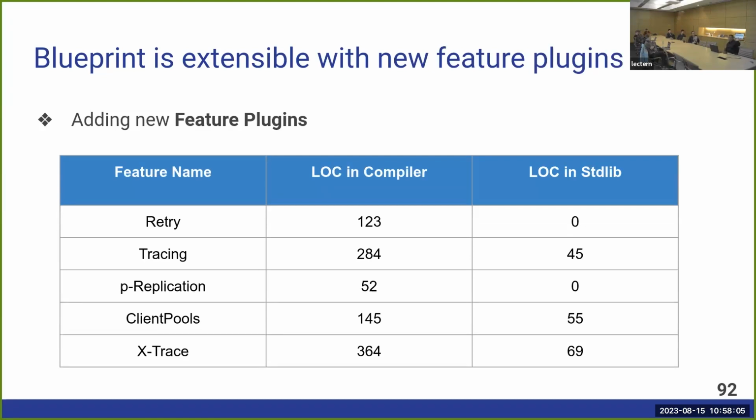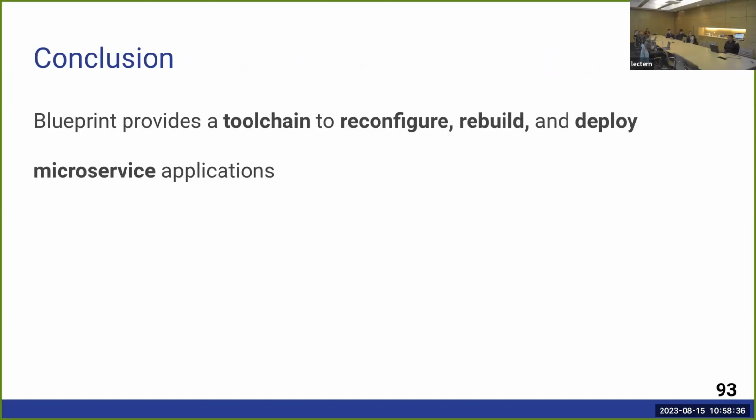You can add retries, tracing, replication, client pools, or some other things as well. It usually takes a few hundred lines of code, and it's a one-time cost that is amortized over time, because you keep reusing these features on multiple applications. So you're only paying this cost once. It's harder to implement something that would be used in the compiler, obviously, but it's amortized over time. So in concluding, Blueprint provides a toolchain to reconfigure, rebuild, and deploy microservice applications.